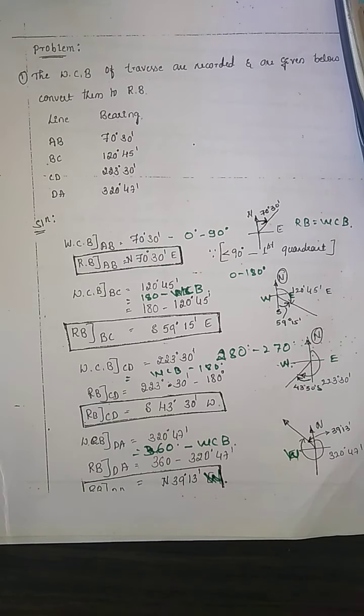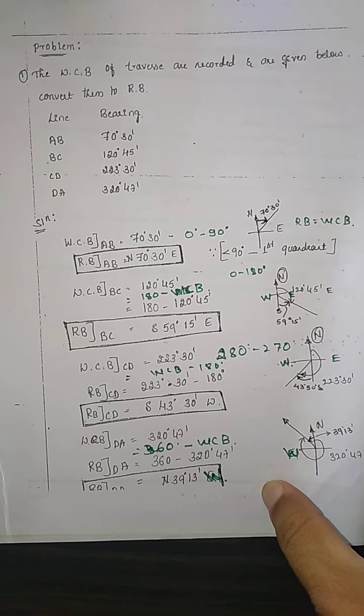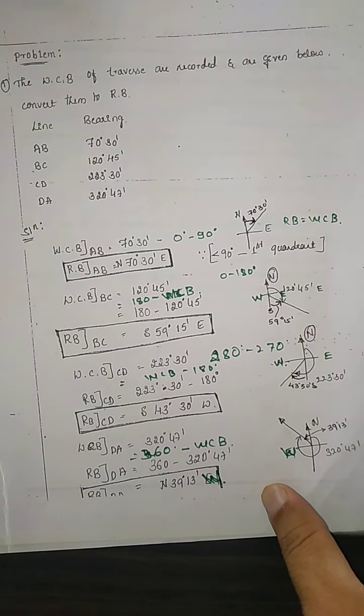Remember, whole circle bearings will be between 0 to 360 degrees. You are going to convert them into north theta east, or south theta east. That theta is whatever reduced bearing you get, and you replace it over there. Okay, so this is how you have converted the whole circle bearing to the reduced bearing system.